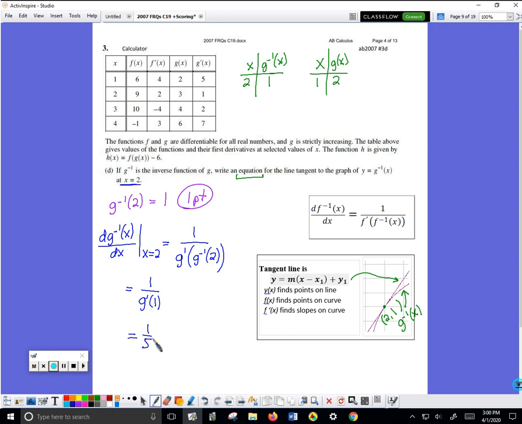If I find that slope, they will give me a second point. So finding the slope is worth another point. And then the third point is for plugging everything into the tangent line equation. So we write y equals, the slope is 1/5, times x subtract the x coordinate, which was x equal 2, plus the y coordinate, which is 1, because we're finding a line tangent to g inverse. So if I have this red box written on my paper, I get the third point.